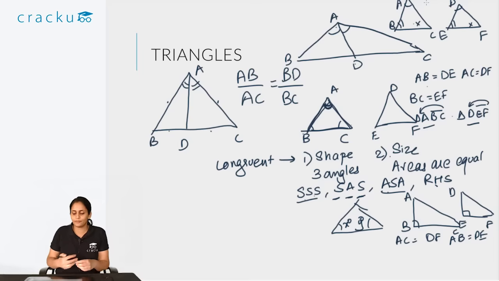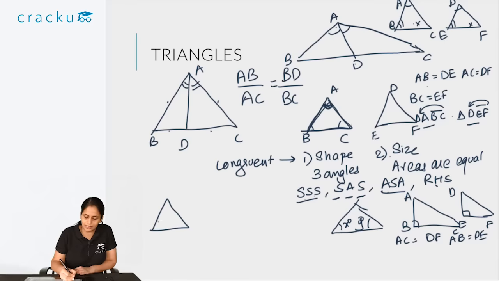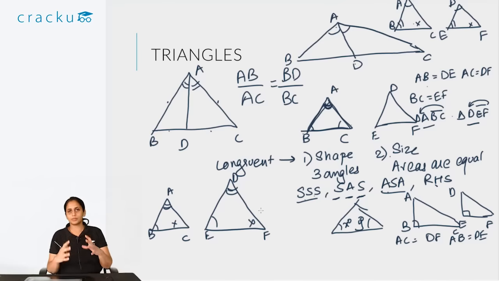So essentially, suppose ABC is a triangle and DEF is another triangle, then the corresponding angles should be equal. So angle BAC should be equal to angle EDF. This angle should be equal to this angle, and this angle will be equal to this angle. Now, this means that they have the same shape as such, but they need not have the same size, nor the same area. So all you need to check is whether or not the shape is the same.